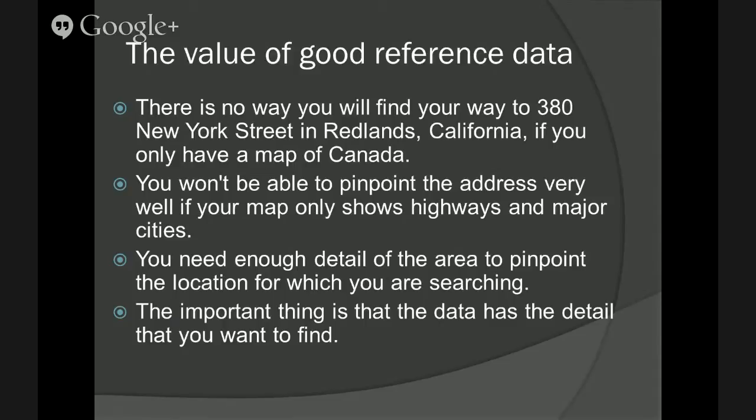If you have a map that only shows highways in major cities, it would be very difficult to geocode an address for somebody who might live in a suburb because you didn't have the appropriate level of detail, and you could maybe only geocode that location to the city level or to the highway level. So the more detail you have in the data, the more you'll be able to pinpoint that location, and it's something that you really do need to think about.